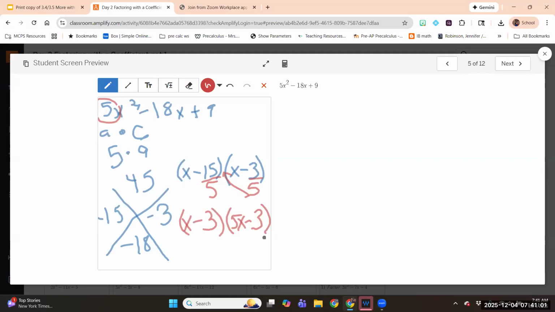So it's really very similar to when A is 1. The only added step is we multiply by A here at the beginning, and then we divide by it here at the end. I hope you found this helpful.